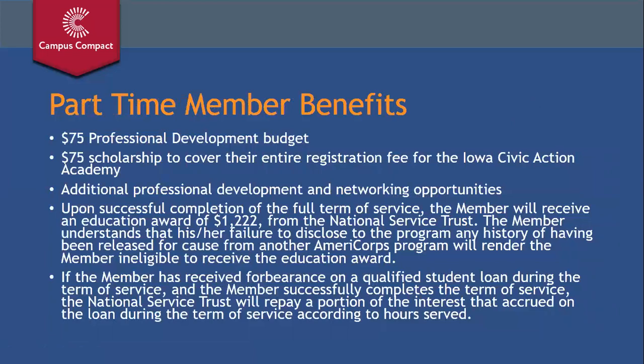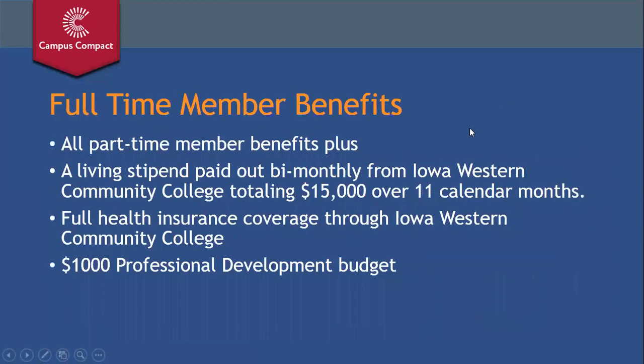There's a whole list of benefits that come for part-time as well as for full-time members. I'm just going to go through these really quickly, but for part-time members, they do receive a professional development budget as well as a scholarship to attend the Iowa Civic Action Academy, and then the Education Award. Full-time member benefits are all the part-time member benefits. They also receive a living stipend that's paid out bi-monthly from Iowa Western Community College, totaling $15,000 over their 11 calendar months. They also receive the option to enroll into full health insurance coverage through Iowa Western Community College. And then their professional development budget is $1,000 instead of the $75,000.